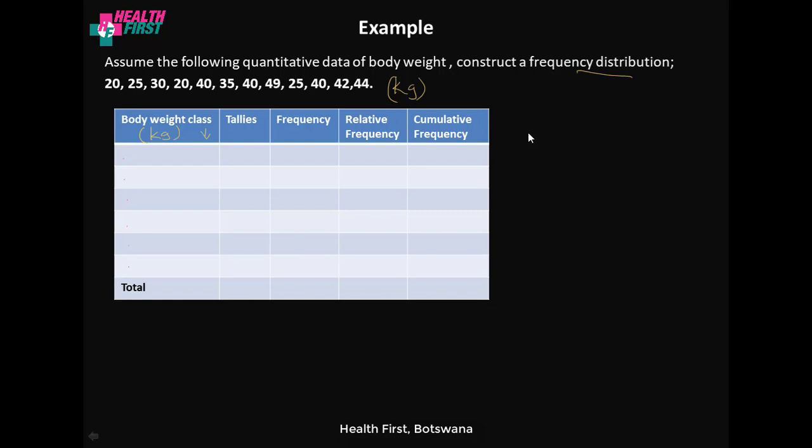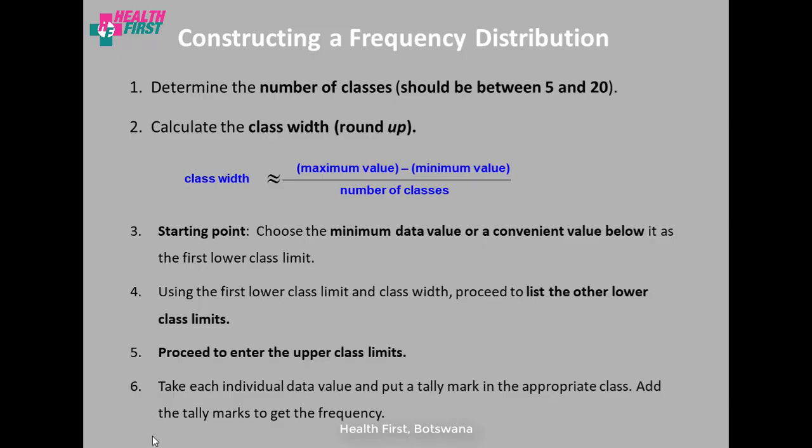In order to calculate the width of each class, remember, let's go back to the steps so that you appreciate. So the class width is the maximum value minus the minimum value divided by the number of classes, right?